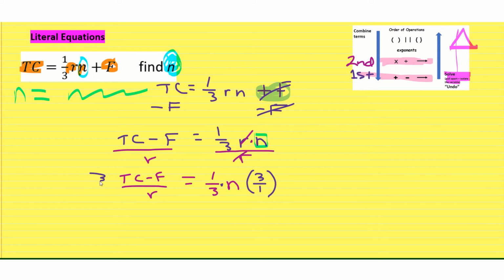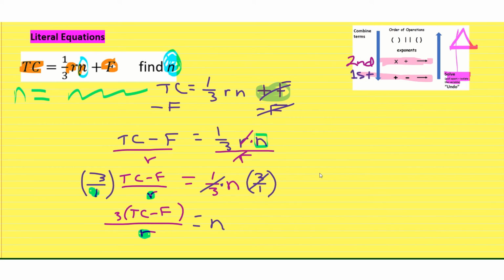So I'm going to multiply by the reciprocal on both sides, and that way this 1/3 and that 3/1 will cancel, and then that means that I'm going to end up with 3 times TC minus F in the numerator all over R, because this 1 in the denominator, 1 times the R just becomes a plain old R. The 1 can disappear. So at that point, that is actually what N is equal to.